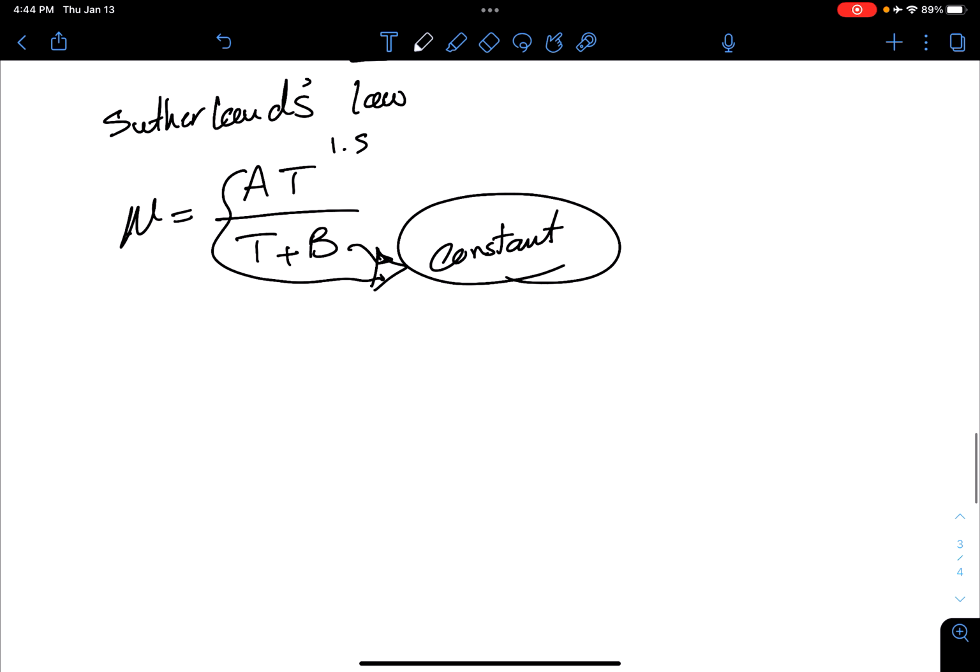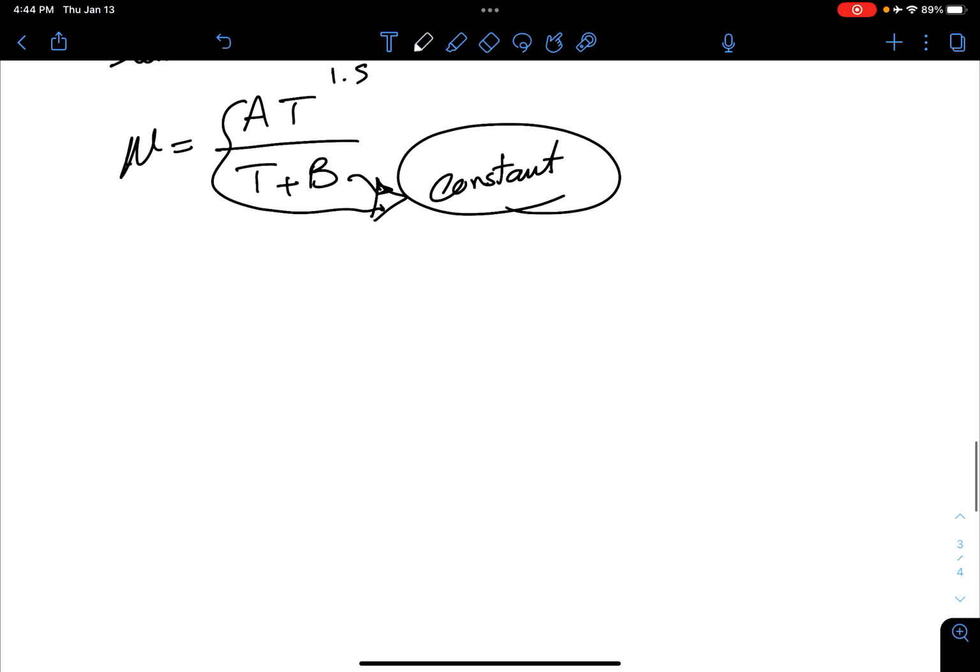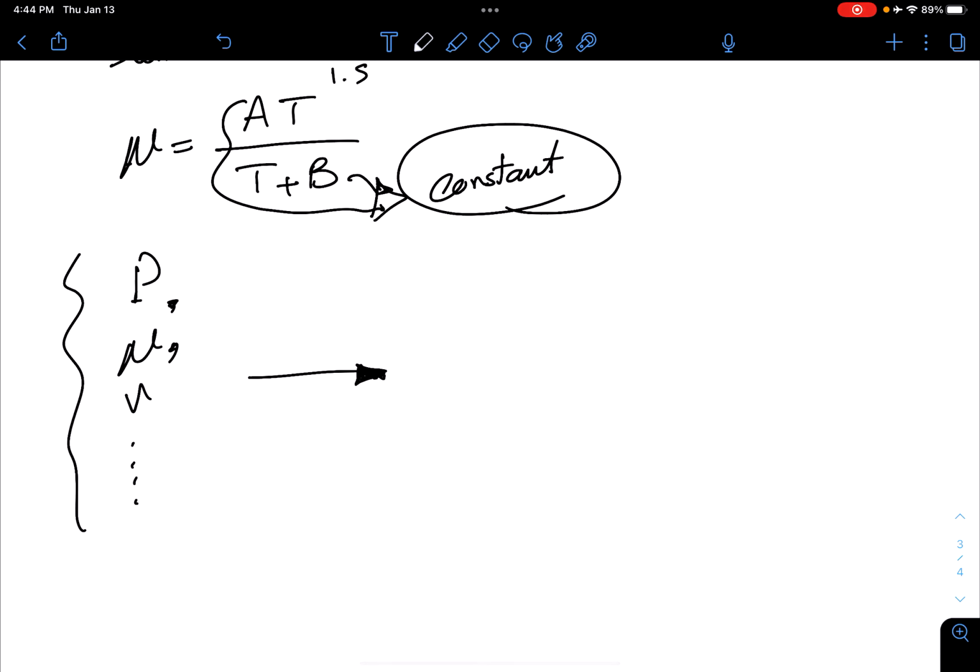Any questions so far? No. So let's move on. Let's go back to the original parameters we had. We had pressure, we had viscosity, we had fluid velocity, and what else? We had a lot of other parameters. And we want to see how these parameters are related to each other, to essentially be able to analyze the fluid flow, the motion of air on an object. Okay?